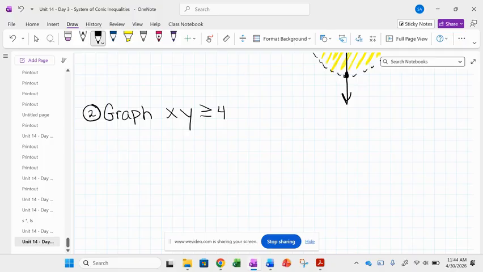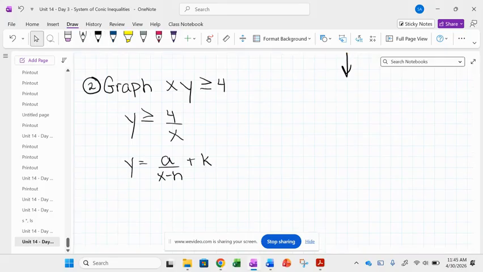So I'm going to get it into its format by solving for y. So when I solve for y, it's going to be y is greater than or equal to 4 over x. I just divided by x. And now this absolutely fits the format of y equals a over x minus h plus k.